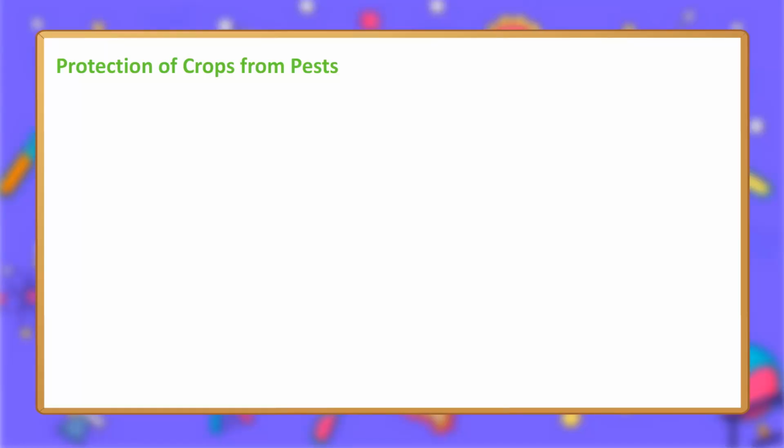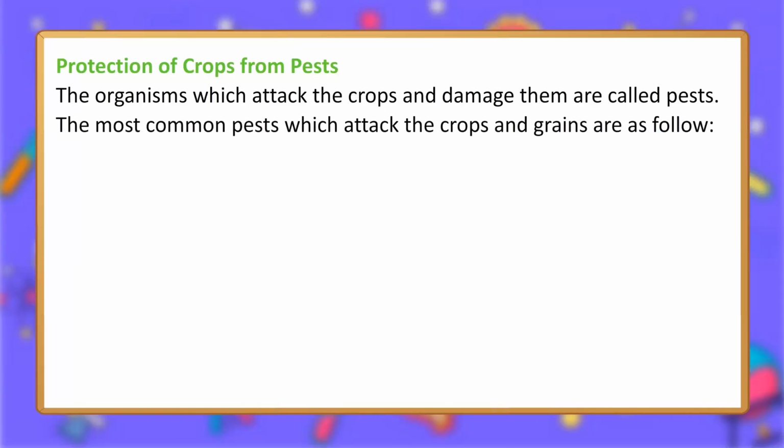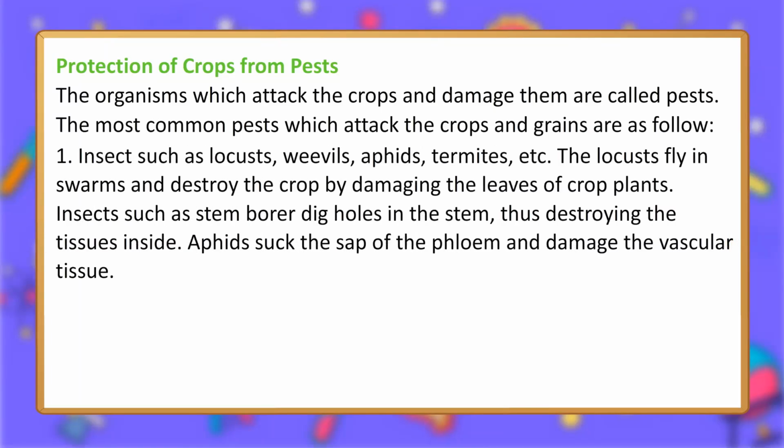Protection of crops from pests. The organisms which attack the crops and damage them are called pests. The most common pests which attack the crops and grains are as follows. 1. Insects such as locusts, weevils, aphids, termites, etc. The locusts fly in swarms and destroy the crop by damaging the leaves of crop plants. Insects such as stem borer dig holes in the stem, thus destroying the tissues inside. Aphids suck the sap of the phloem and damage the vascular tissue.